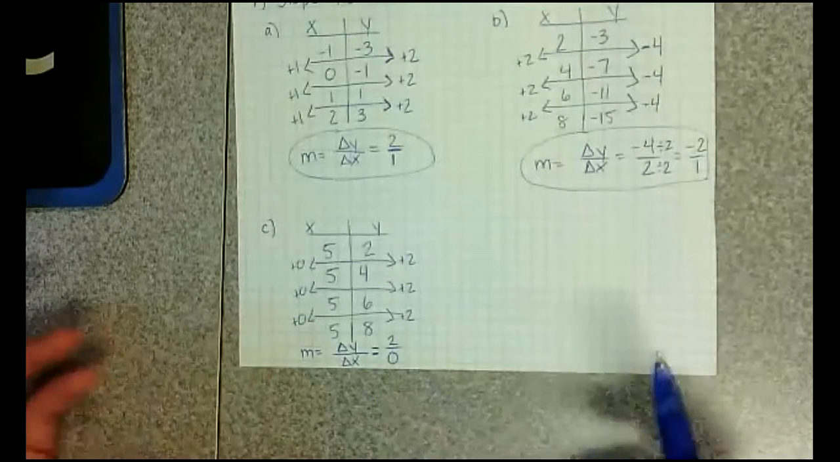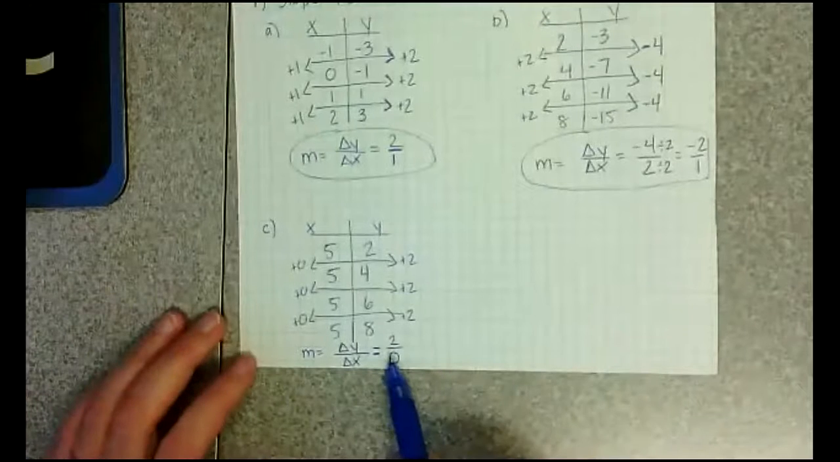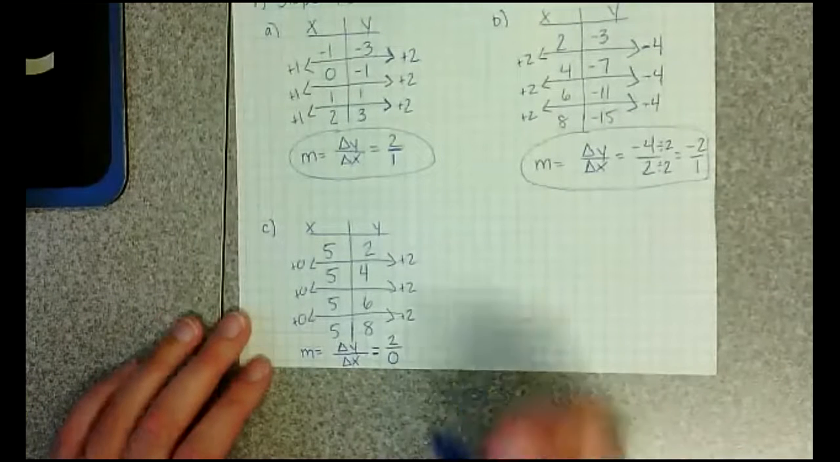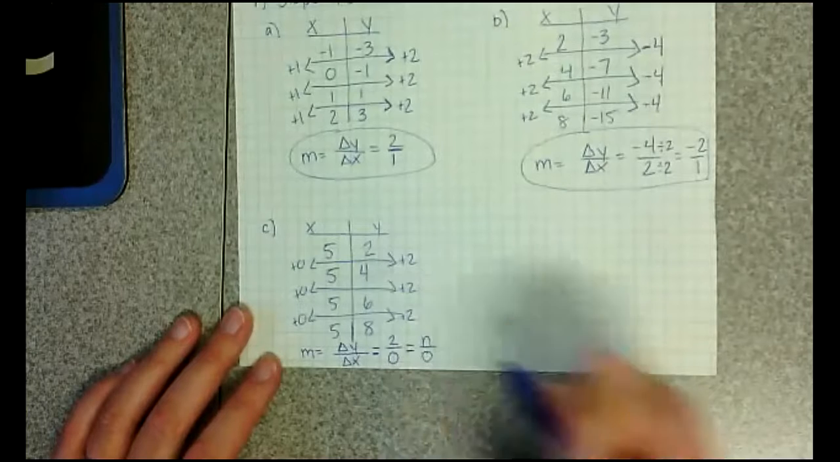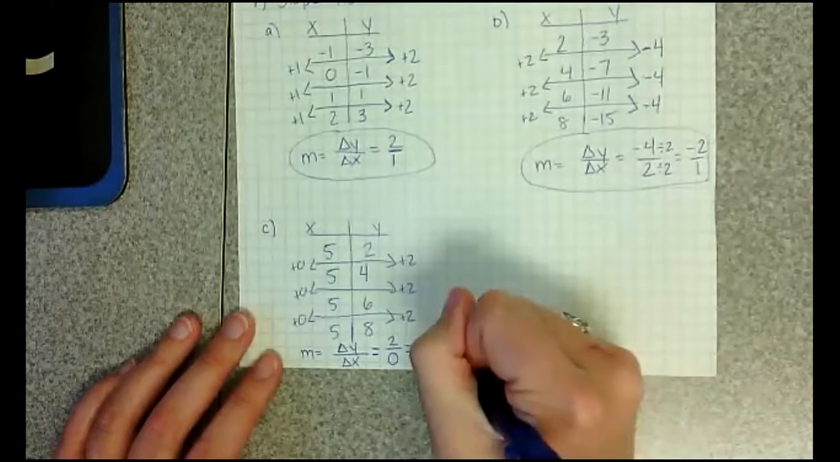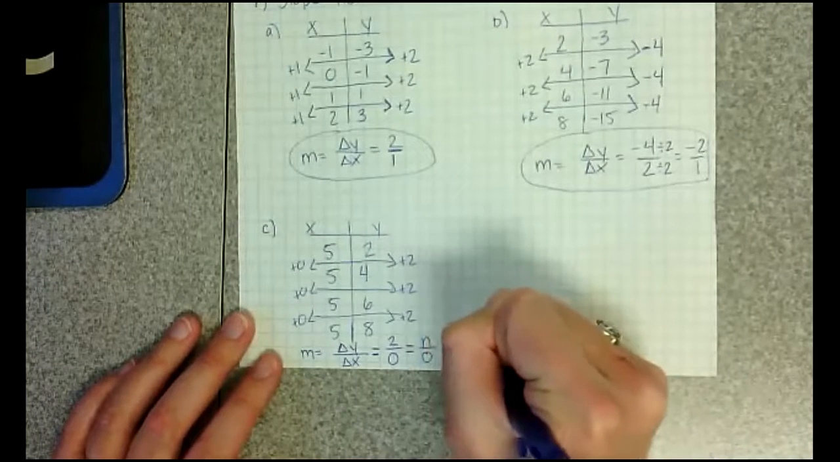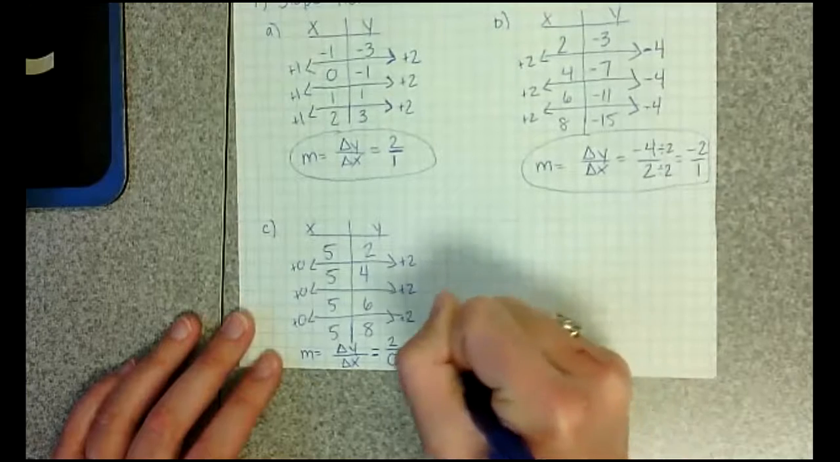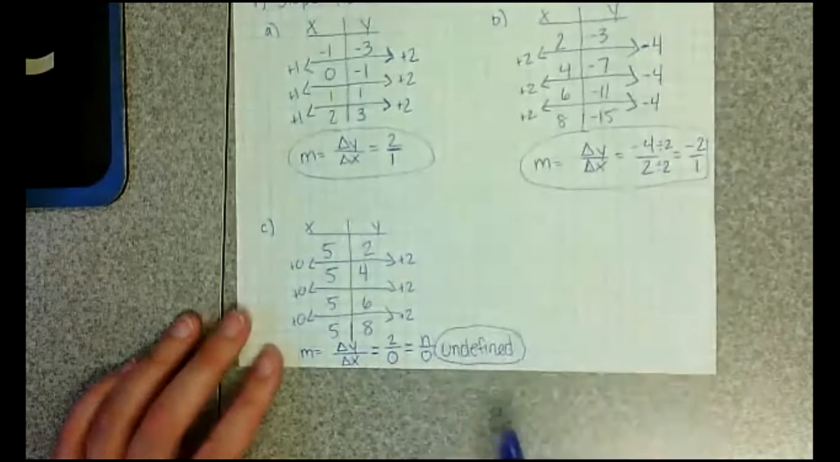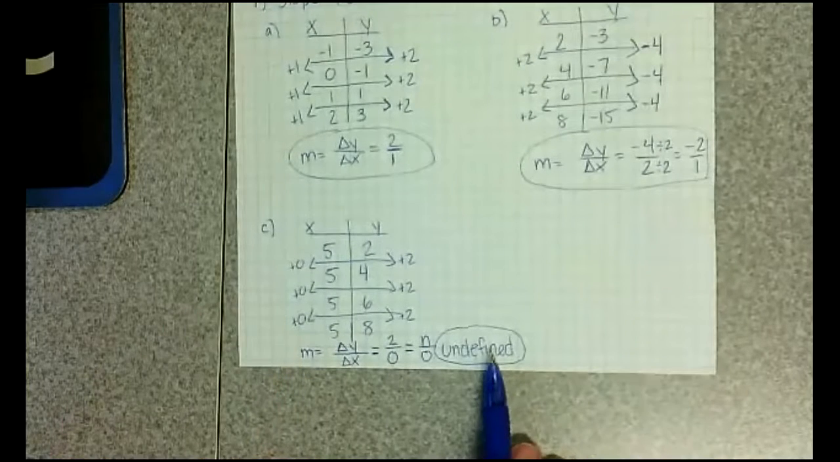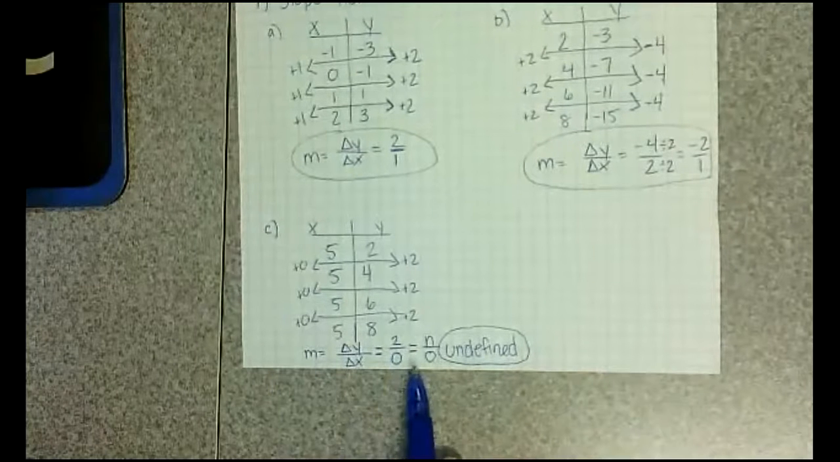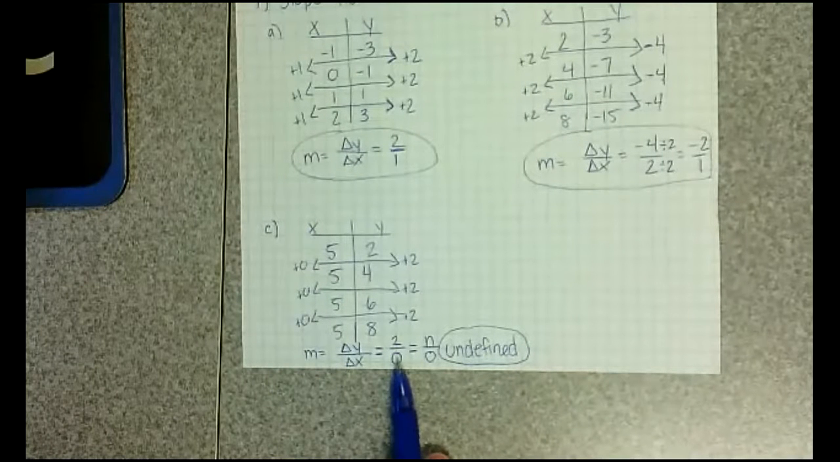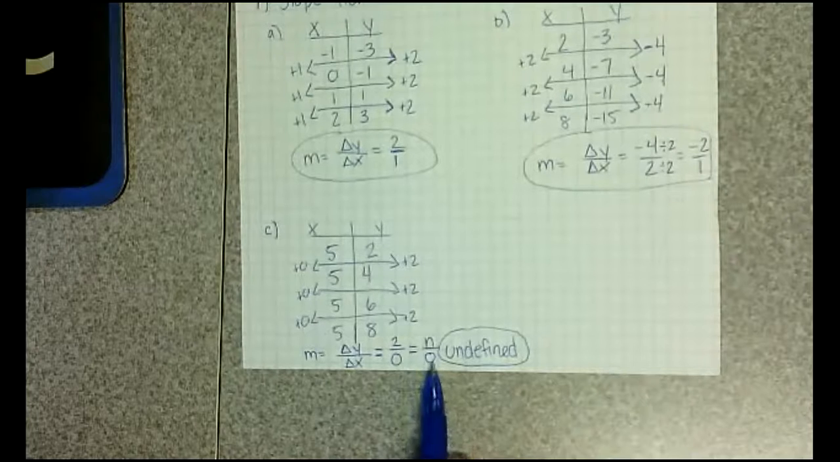So if you have a calculator and you type this in, the calculator is going to give you an error message. When the zero's on the bottom of our fraction, that is not okay, and this slope is actually undefined. If you don't put that word down, you will lose points every time. So when you solve, if you end up with 0 on the bottom of your fraction, that is not allowed. Your answer is undefined.